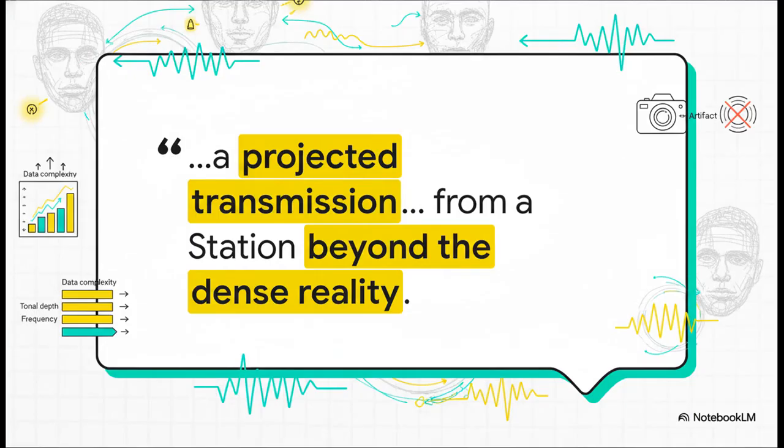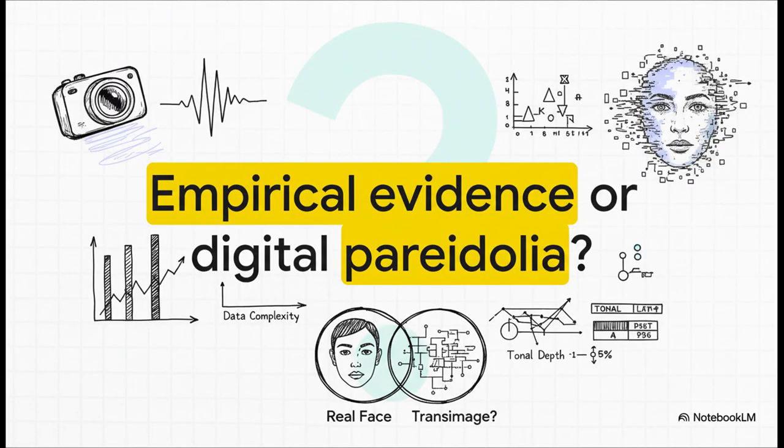Based on all these consistent patterns, the lower complexity, the artificial light profiles, the analysis concludes that these transimages do have a unique digital signature. They argue this supports the hypothesis that these images are not physical objects, but a projected transmission. And then it goes one step further, proposing an origin, a transmission station beyond the dense reality. So, what do we do with all this? The document presents a whole series of digital forensic tests that seem to show consistent, measurable differences between ordinary photos and these things they call transimages.